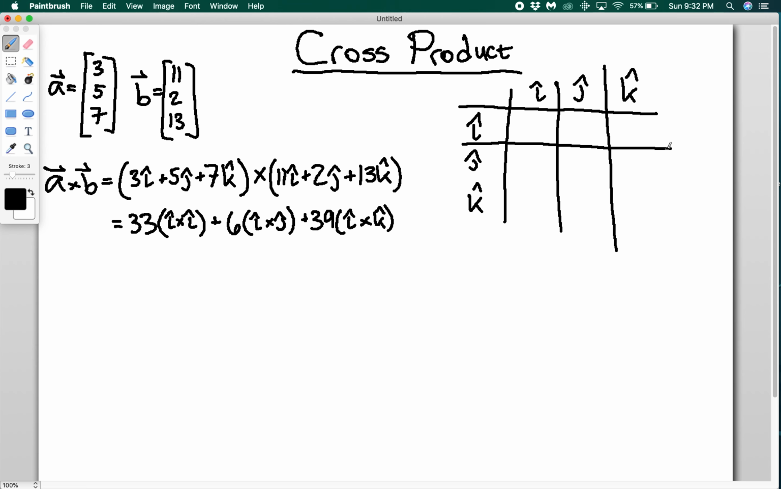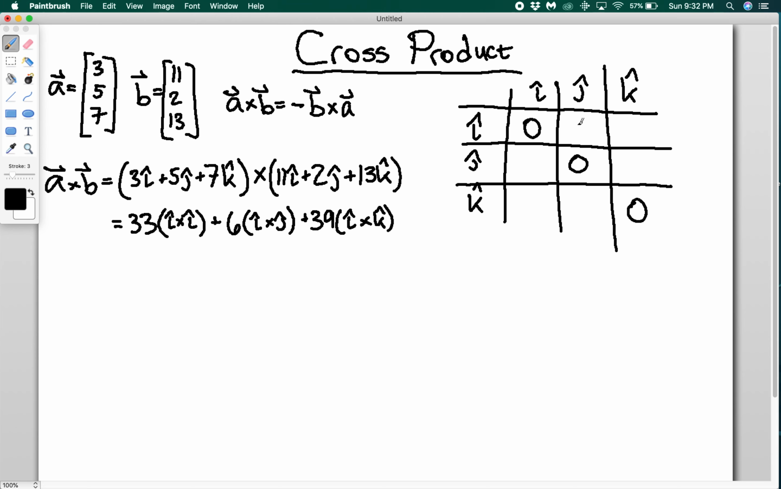Note that what I'm writing in the boxes is i hat cross j hat. Because the cross product is anti-commutative, which means that A cross B is equal to negative B cross A. So if I cross two vectors that are in the same direction already, i hat cross i hat, that's just 0. If you go back to the magnitude definition, the sine of 0 is 0, so I'm going to get a 0 all across the diagonal here.